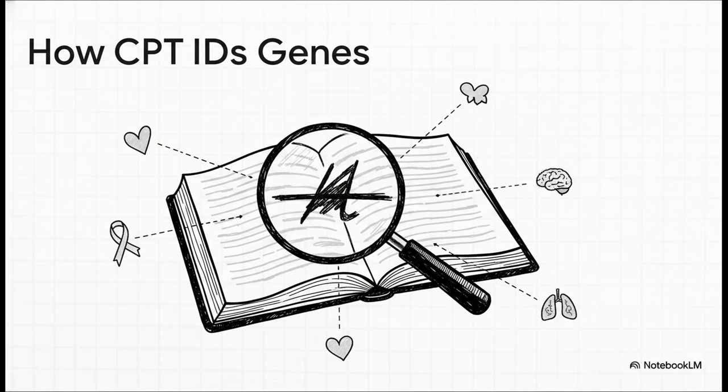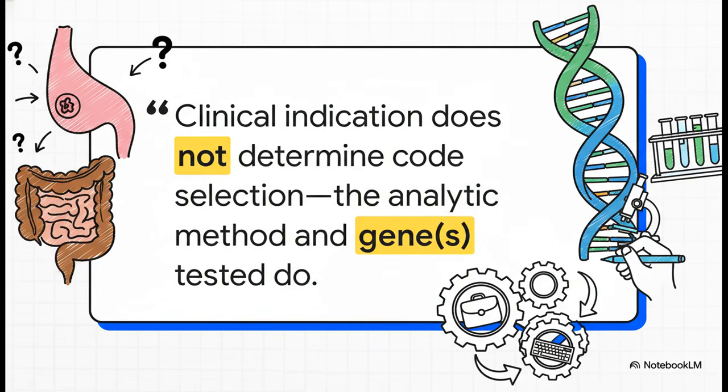And you'll notice the CPT manual uses the official gene names, and if you see any diseases listed in a code description, remember, those are just examples, not a complete list. This right here is the takeaway. Let this really sink in. It does not matter if a doctor ordered a test because they suspected breast cancer or colon cancer. As a coder, your job isn't to worry about the why. Your only question is, what exact gene did the lab test? The why is for the doctor. The what is for you.